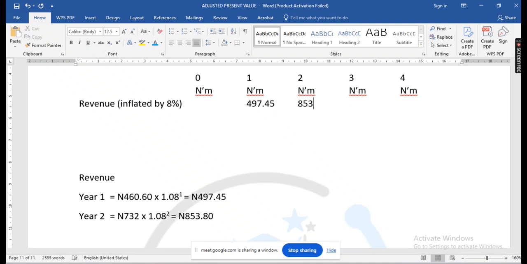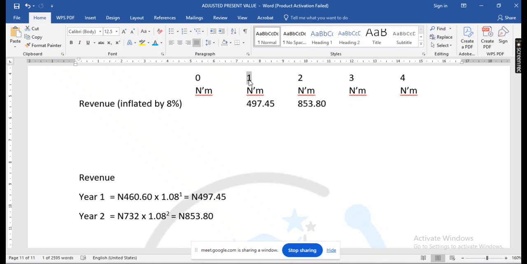Yes, sir. I'm getting confused with the way we are solving for this inflation. The first year we did 460.60 times 1.08, right? They say inflation rate is 8%. Why are we raising it to the power of the number of years? Yes, that is it. It is yearly inflation. Okay. It is yearly inflation.